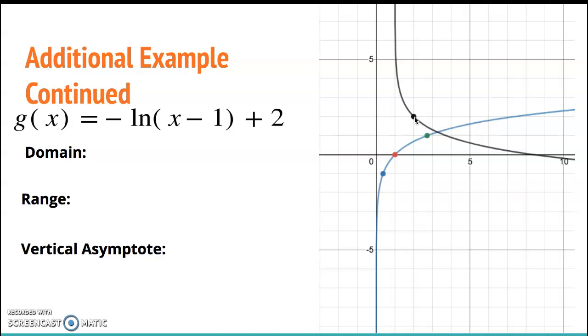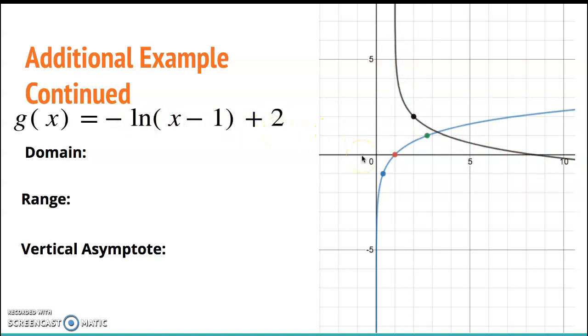If I take this decimal value of 2.721 and I move right 1, I'm now at 3.721. And then if I reflect across the x-axis, I'm now sitting in the negatives. And then if I move up 2 units, I'm now sitting here on this graph in black. So this graph sketched in black is your function negative ln of x minus 1 plus 2.